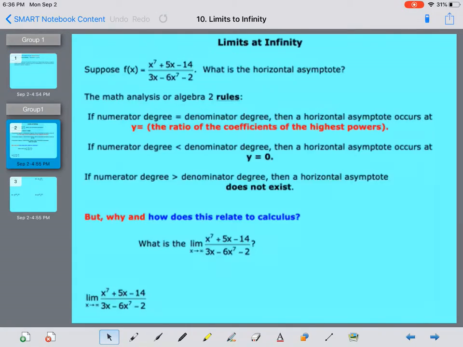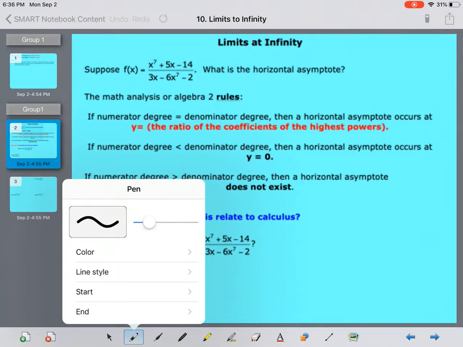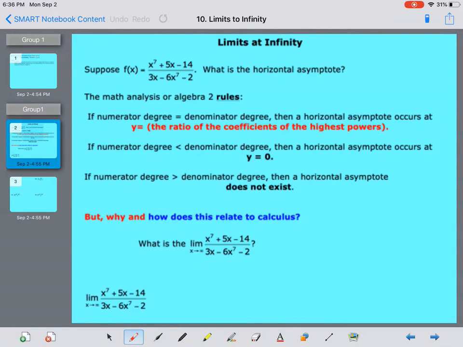The first time you learn about horizontal asymptotes is in Algebra 2 when you start talking about rational functions. That extends to pre-cal when we start talking about the idea of end behavior. So if we think about this rational function up here, how do we determine what the horizontal asymptote is? In Algebra 2, you learned 3 rules to help you determine it.